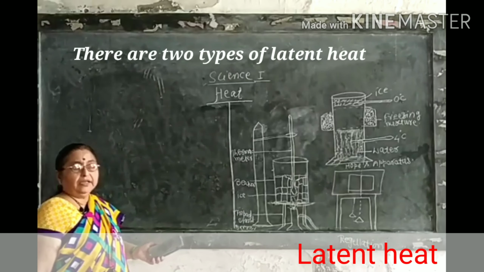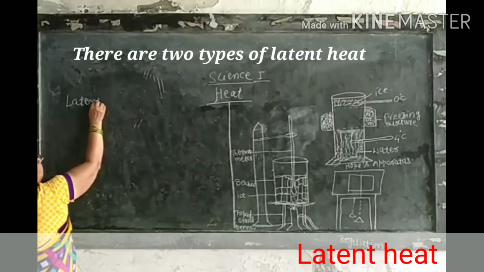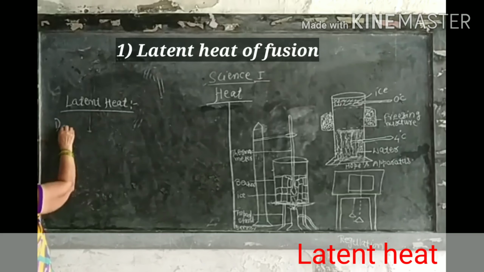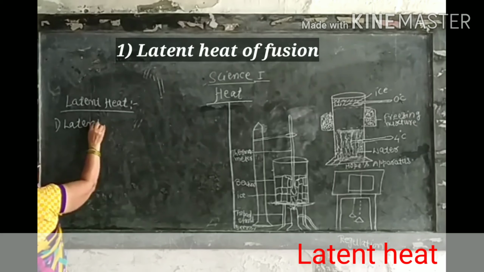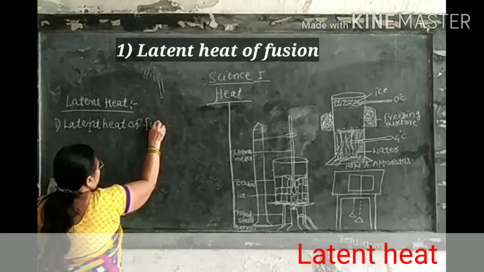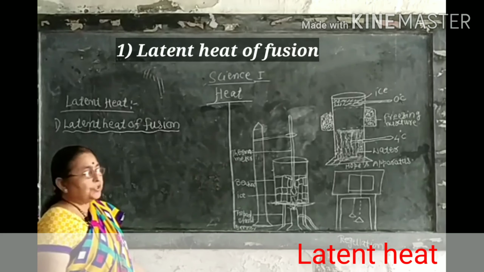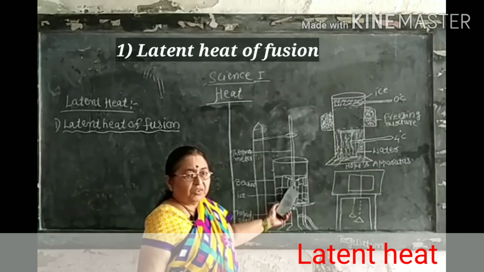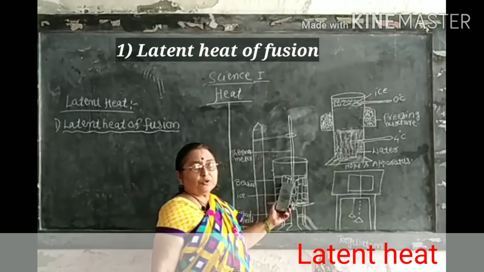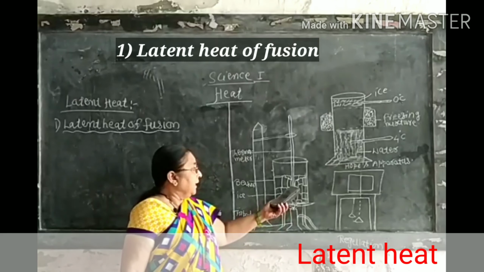Now we are going to study that there are two types of latent heat. First, latent heat of fusion. Now what is this latent heat of fusion? It is the heat absorbed by ice until complete conversion into water. The heat absorbed by the ice to change its state from solid to liquid is called latent heat of fusion.